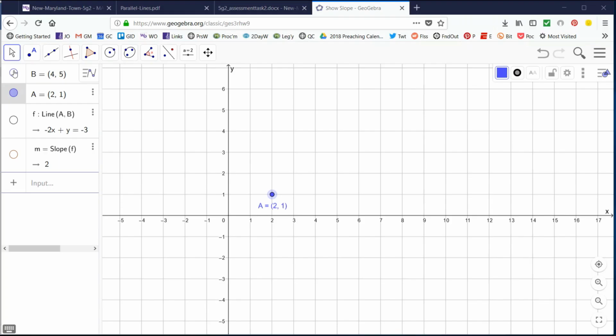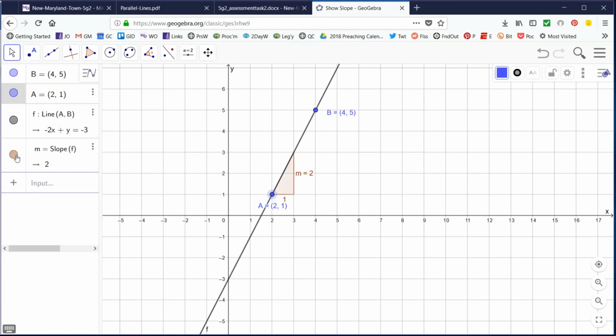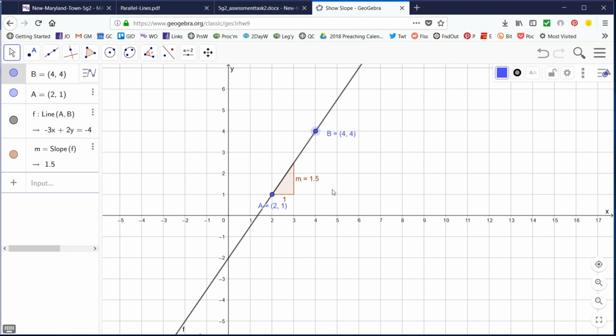So I'm back here at GeoGebra. I'm going to turn on a second point, I'm going to turn on the line, and I'm going to turn on the slope. Right now, this line here has a slope of 2. We can see that rise over run, the fraction, is 2 over 1. If we go from point A to point B, we get 4 over 2, but 4 over 2 also is 2.